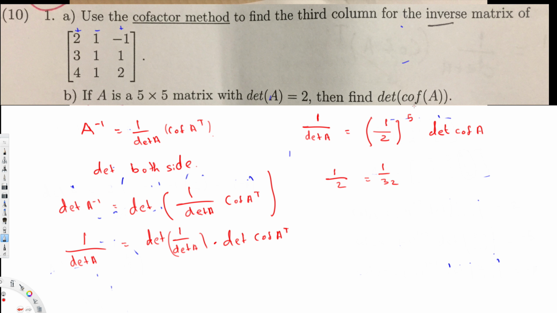The question is to find the determinant of cofactor A. Okay, so this is the question. Now the determinant of cofactor A is going to be equal to 32 over 2, which is equal to 16. So this is the final answer: the determinant of cofactor A. So that's it.